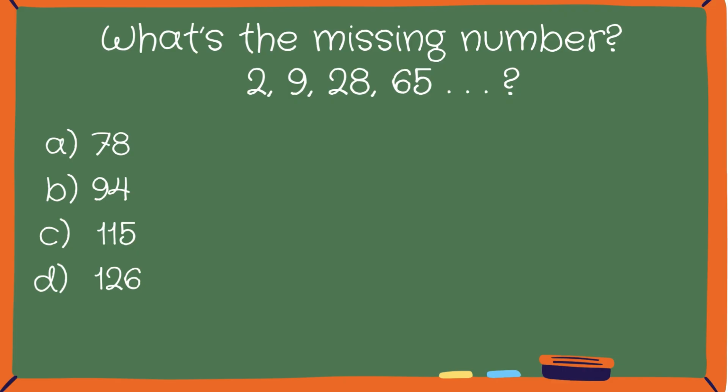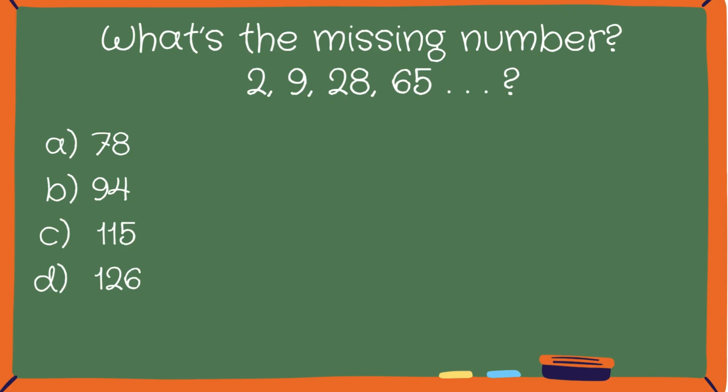Most people will look for a constant difference. For example, from 2 to 9, what is the difference? Then, from 9 to 28, what is the difference? And from 28 to 65, what is the difference? Most people start this way, but if you follow that path, you'll realize that it doesn't work for this type of problem. For this type of problem, you have to think outside the box a little.